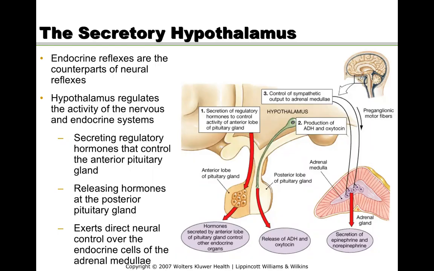So the neurons from the hypothalamus have a direct control on the adrenal gland in the secretion of two major hormones, epinephrine and norepinephrine, which are related to the fight and flight response in your body. We will learn more about these when we learn about the autonomic nervous system, which is the next section.